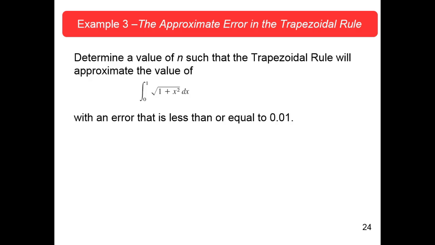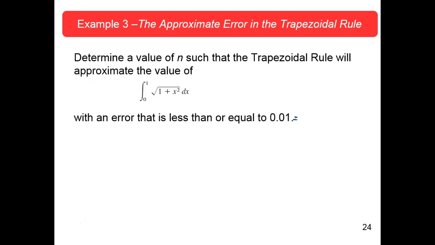Okay, let's do example 3. This is a different one. Determine a value n such that the trapezoid rule will approximate the value of the integral from 0 to 1 of the square root of 1 plus x squared dx with an error that is less than or equal to 0.01. Now, in order to determine this value of n, this error is going to be your error bound. So let's figure out what that is.